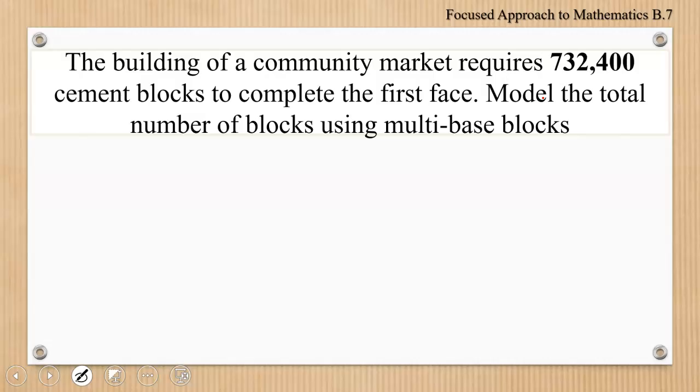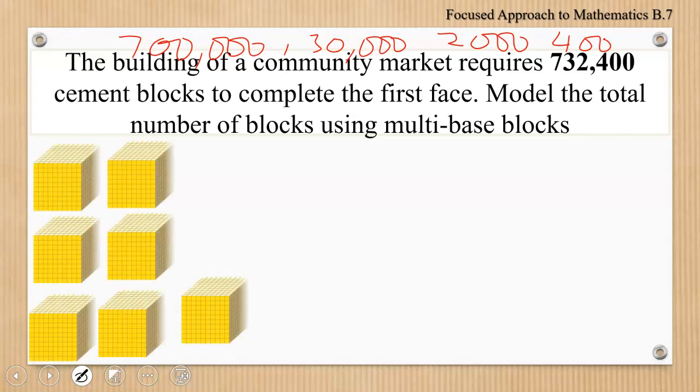And so first of all, we need to understand that if we have 732,000, then that means we have 700,000. Then 32,000 means that we have 30,000, and then 2,000, and then we have 400. All this put together will give us 732,400.